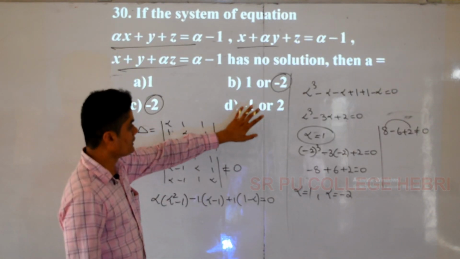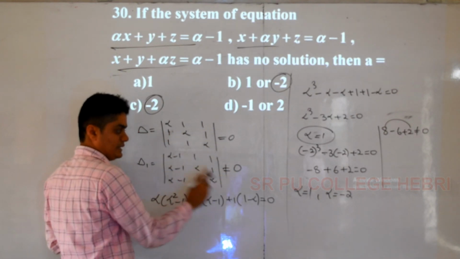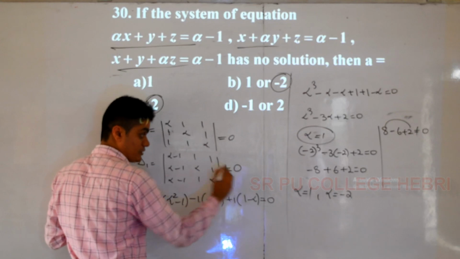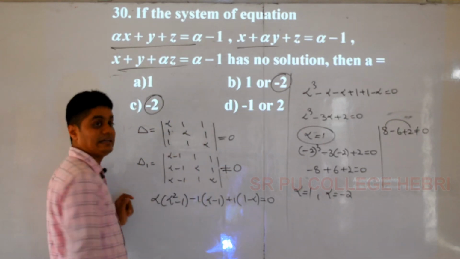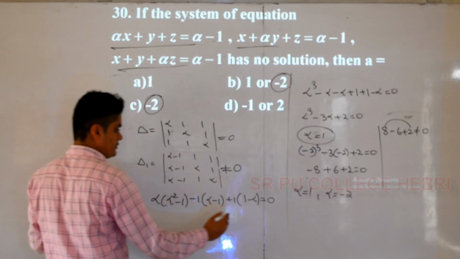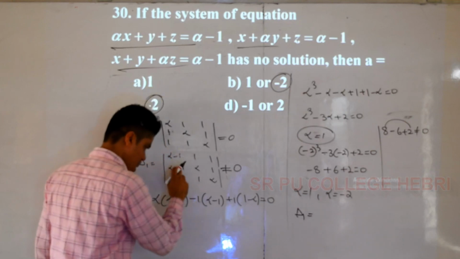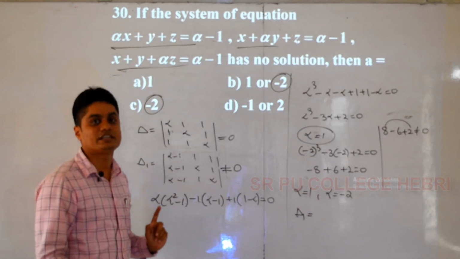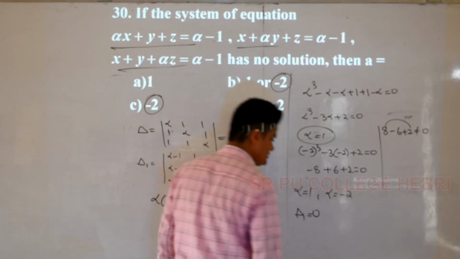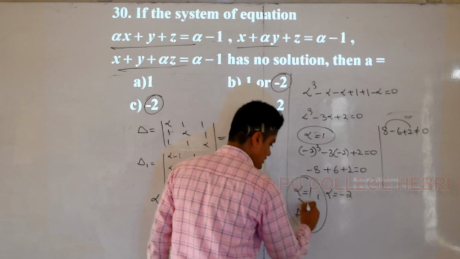Now suppose alpha is equal to 1, what happens? I told you delta 1 should not be equal to 0, compulsorily. Suppose it is 0, what happens? It has infinitely many solutions. Now when alpha is equal to 1, what is delta 1? The first column is 0 0 0. In a determinant, if the first column is 0, what is the value of the determinant? 0. So delta 1 is 0. Is it allowed? Definitely not allowed. So alpha equal to 1 is not possible.